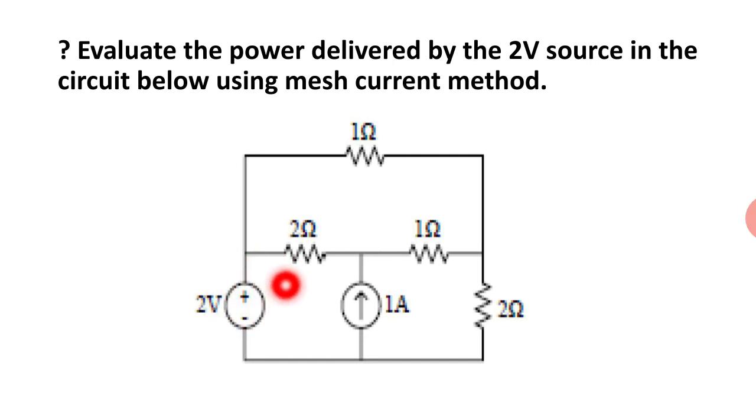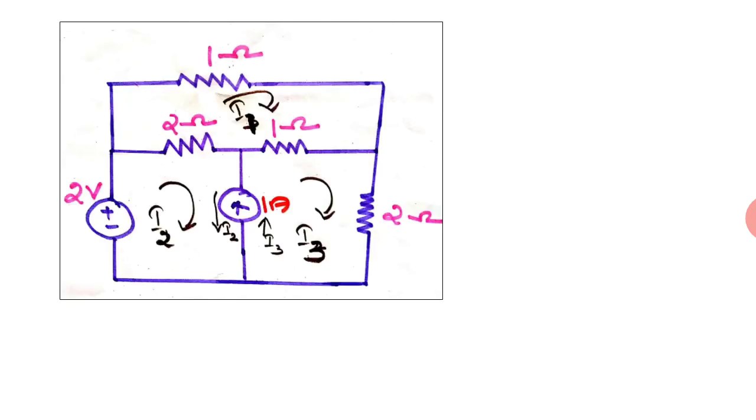If we find the current through this mesh, we can find the power delivered. Coming to the analysis, the first step is to identify the meshes. Here the first mesh contains the resistances 1, 1 and 2, then the second mesh, then the third mesh. There are 3 meshes. Then assume the mesh currents I1, I2 and I3.